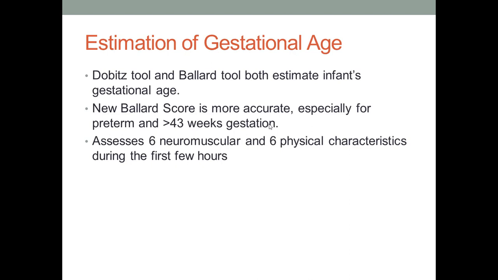So to determine the gestational age, there are a couple of tools. The Dubowitz tool and the Ballard tool are kind of the older ones. The New Ballard Score is actually more accurate, and it really works for preterm babies and any baby that's over 43 weeks. When you're doing the New Ballard Score, there are 6 physical characteristics and 6 neuromuscular characteristics that are assessed.